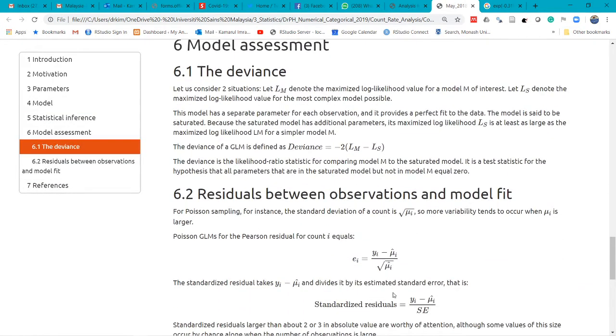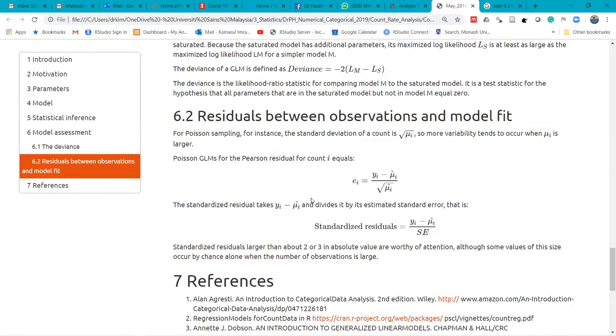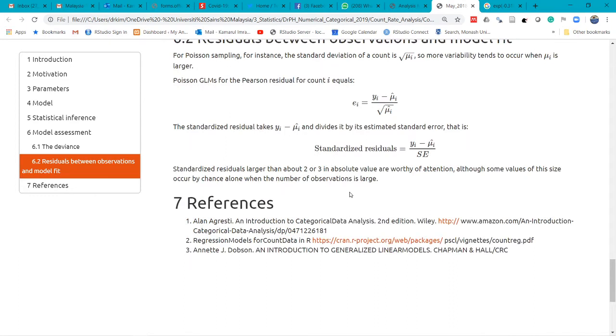Model assessment: look at the deviance, the residual between the observations and the model fit. Check these references: Alan Agresti, Introduction to Categorical Data Analysis; Regression Models for Count Data, a vignette of countreg; and the book by Annette J. Dobson, Introduction to Generalized Linear Models.